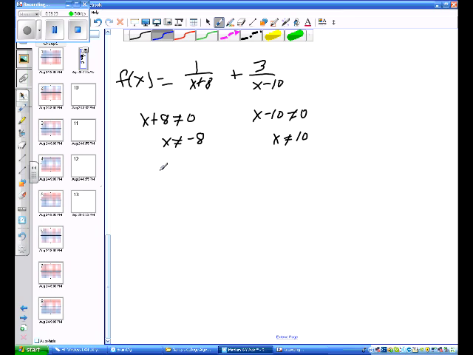And so if we think of our number line, we can have everything up to negative 8. So negative infinity to negative 8. We can have everything between negative 8 and 10.